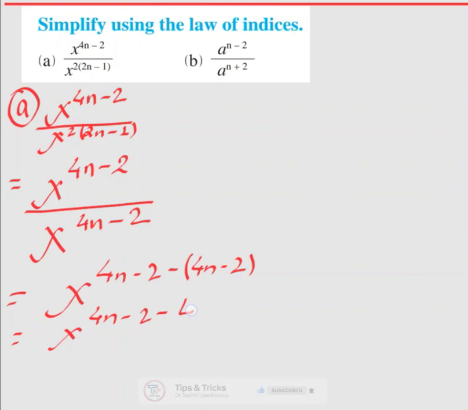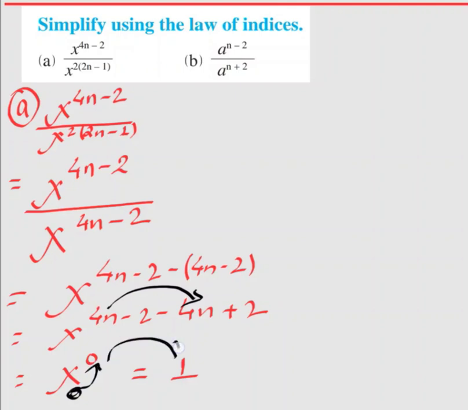minus 4n plus 2. Then you can see 4n minus 4n is 0. So x power, no need to write 0, minus 2 and plus 2 means it's also 0. So x^0 is equal to 1. Always remember that anything with base and the power 0 is 1.